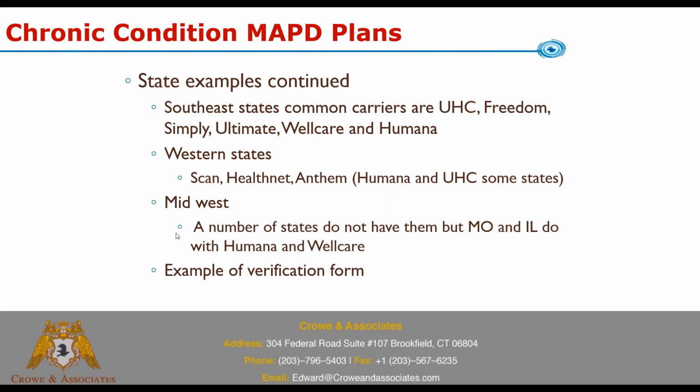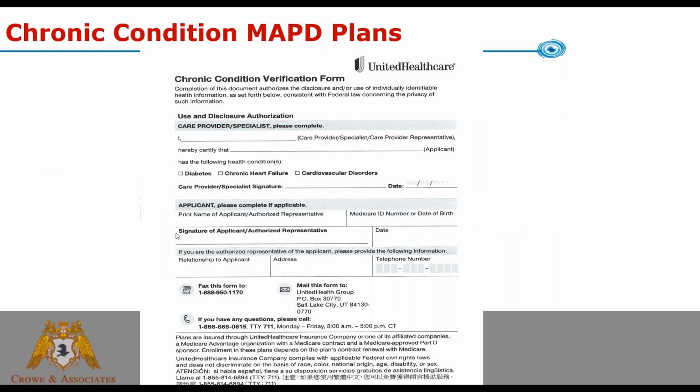So next, we're going to look at an example of the verification form. I grabbed United's just because that's the one I had handy. And as you can see, it's pretty straightforward. It's a one-page form. More or less, it's just a form that the doctor fills out and signs, just saying, yep, we're verifying that this person has this chronic condition. That form is then sent back to you or to the carrier to verify that so they can stay enrolled in the plan. Pretty straightforward form, not very complicated.